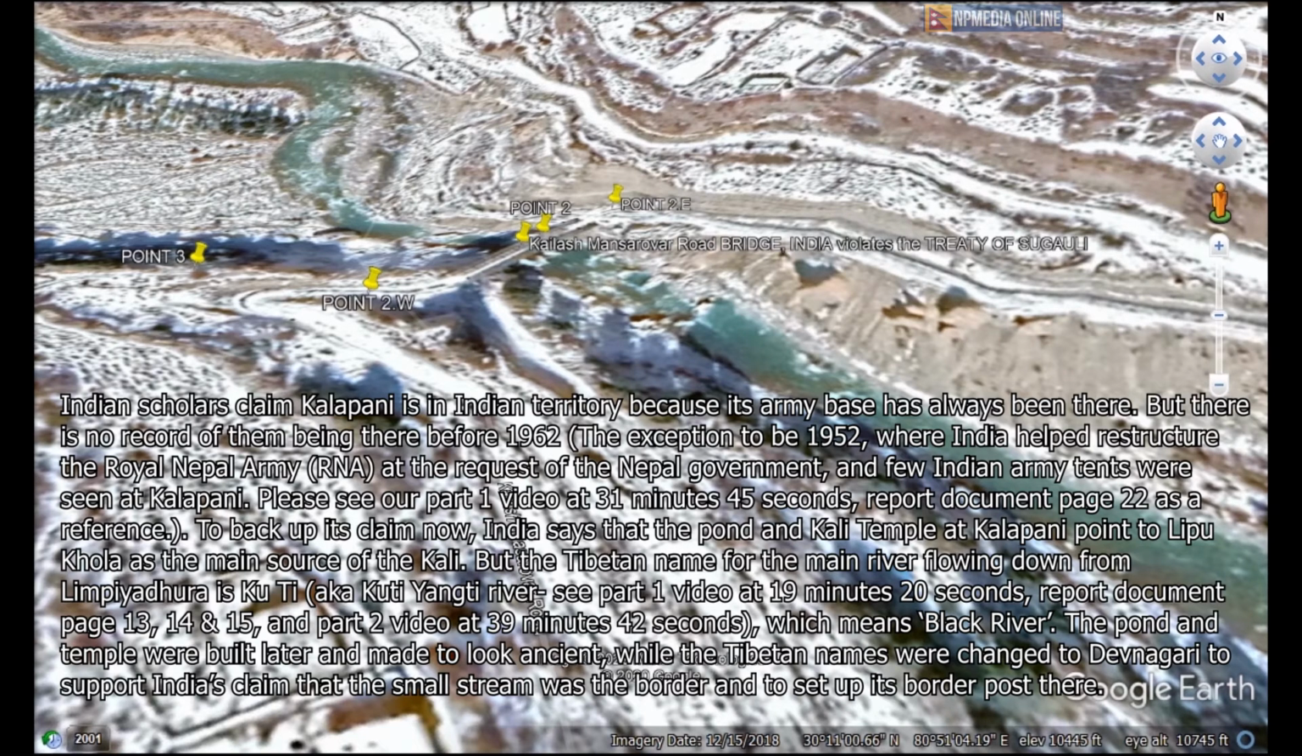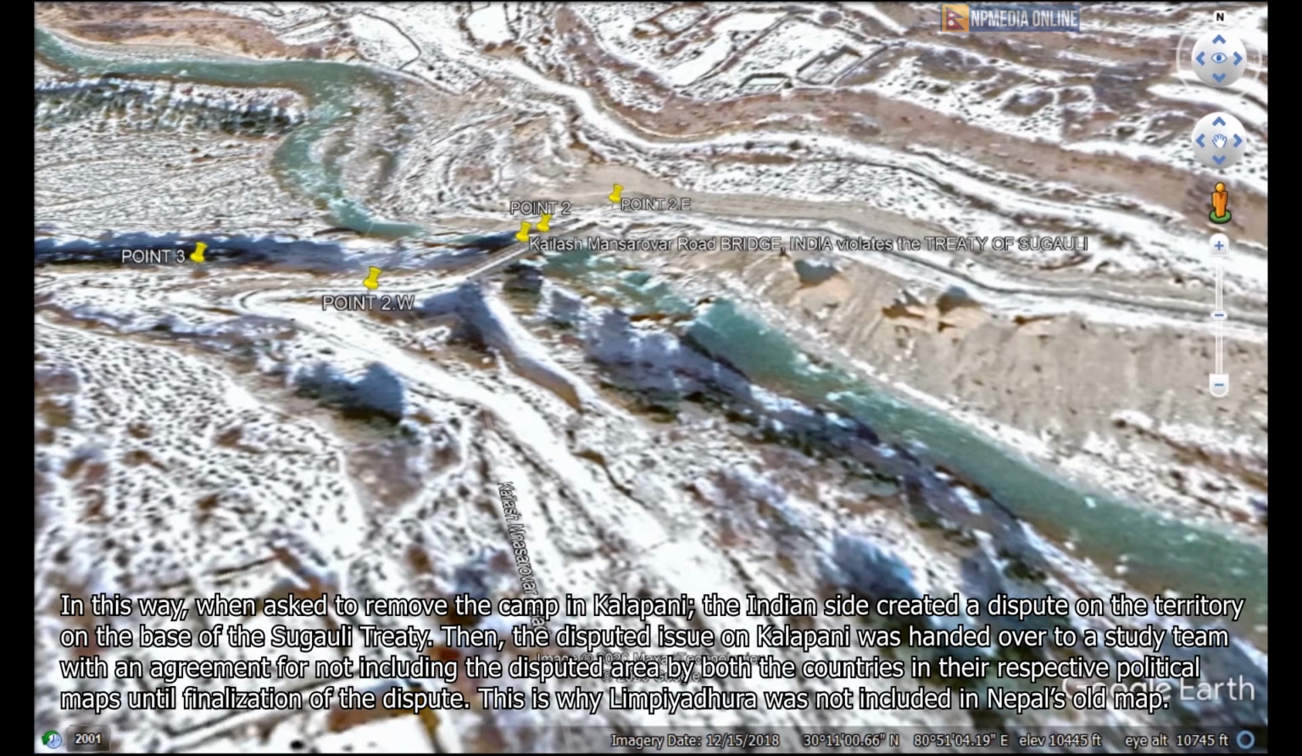The Pandan temple were built later and made to look ancient, while the Tibetan names were changed to Devanagari to support India's claim that the small stream was the border and to set up its border post there. In this way, when asked to remove the camp in Kalapani, the Indian side created a dispute on the territory on the basis of the Sugauli Treaty.